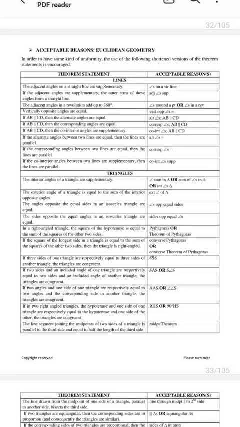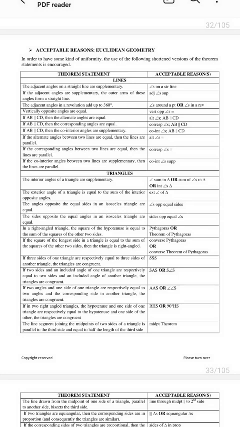You can see triangles. Alright, so you can see there's the heading theorem statements. Underneath there are 10 statements that are listed there. We have already covered the first 10 statements. Now we are going to triangles, and underneath triangles, the very first statement says the interior angles of a triangle are supplementary.